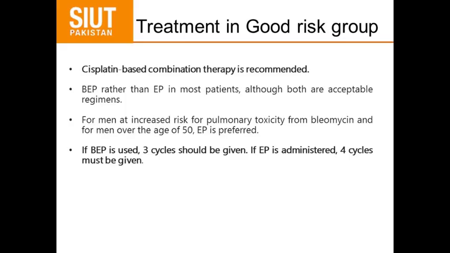So in case of a good risk group, cisplatin-based combination therapy is recommended. And now BEP rather than EP in most of the cases, although both regimens are acceptable. For men with increased risk of pulmonary toxicity from bleomycin or age more than 50 years, EP is preferred in most cases. Now, if BEP is used, 3 cycles are given, and for EP again 4 cycles.